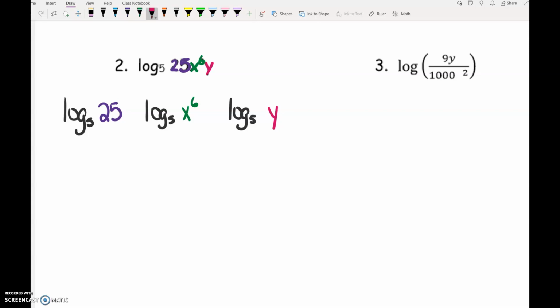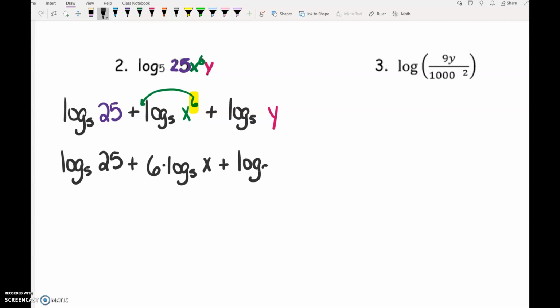Okay. The next thing I always look for is, was there anything on the bottom? Was there anything that was being divided, because that needs a minus in front of it? Do we have anything that was divided? No. So these are all going to be connected with plus because they were all being multiplied together. Then the last thing I look for is exponents. And I see this exponent of 6 right here. It needs to move into the front. So that term is going to be 6 times the log base 5 of x. And everything else stays the same.